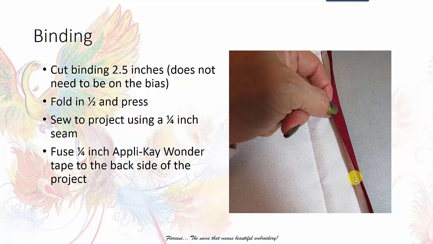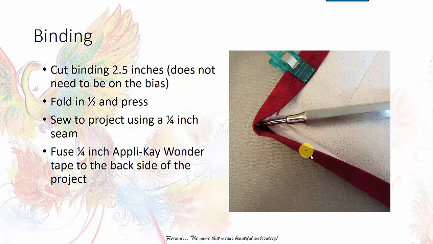And I lay that Applique Wonder Tape down. I fuse it in place. I peel off the paper backing. I roll my binding around to the back and I fuse my binding down. Then I flip the quilt over and I stitch in the ditch.